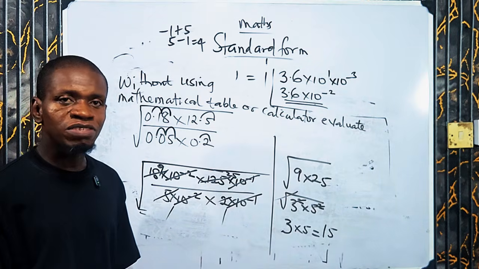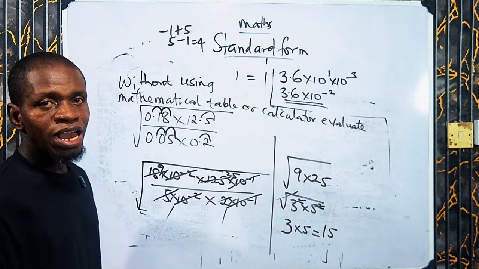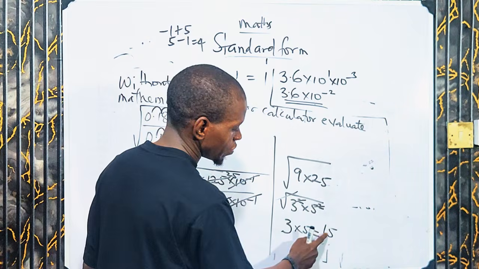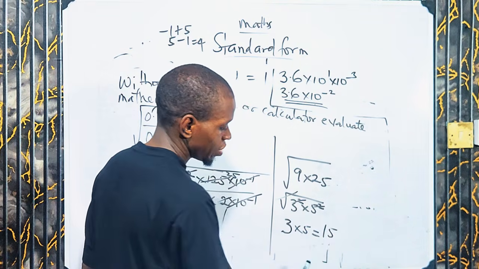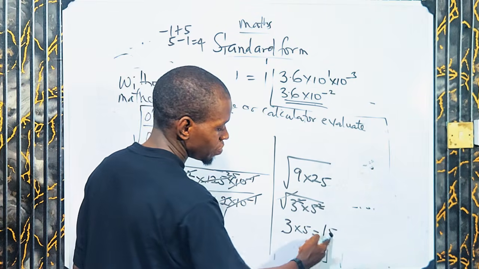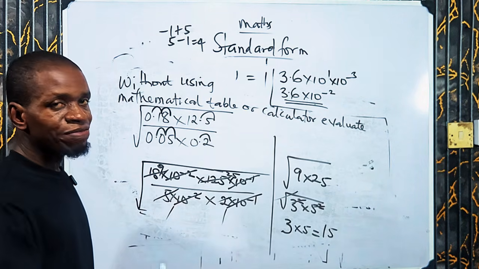How do we express this 15 in standard form? Let me ask you a question. Where is our point located? The point is not here. The point is at the back. Since I'm not seeing a point in between the number, I will assume that the point is behind. So since the point is behind, I need to move it to be after a number.